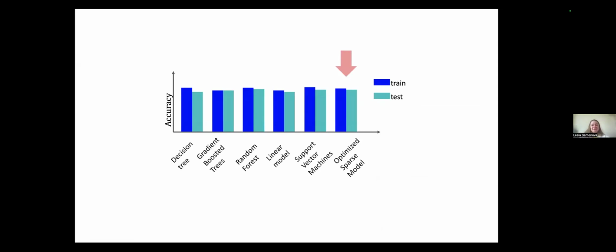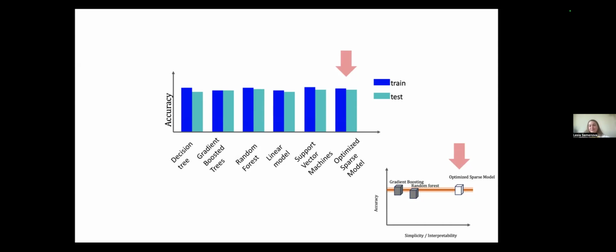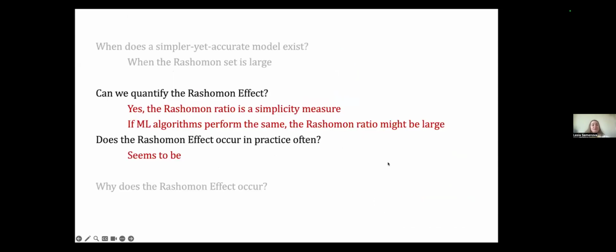We started from this goal in mind: to show that on the plot of simplicity, interpretability, and accuracy, there exists this optimized sparse model. Due to this indirect indicator, it is very likely that we can also find this sparse optimal model in there. This also answers our next question, which was, can we quantify the Rashomon effect?